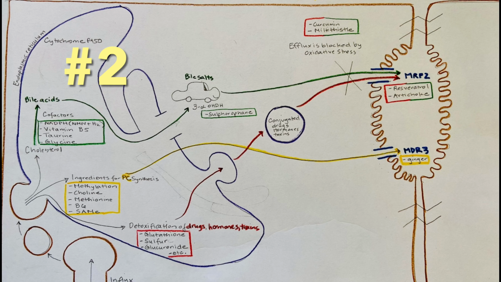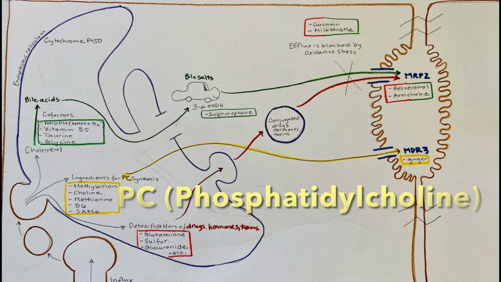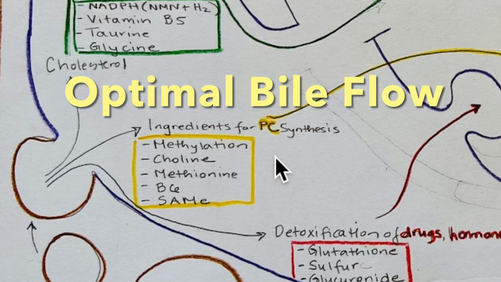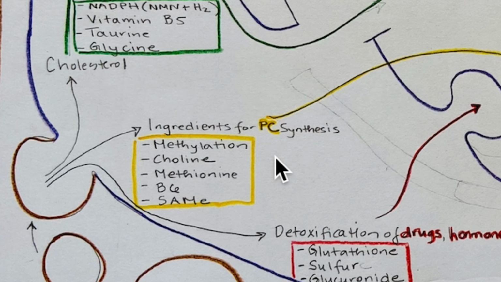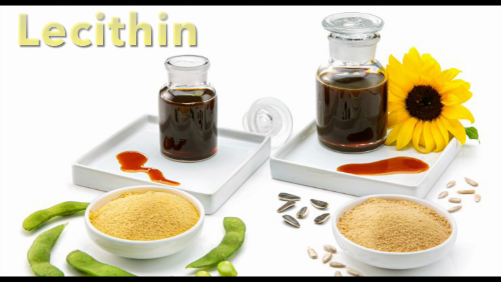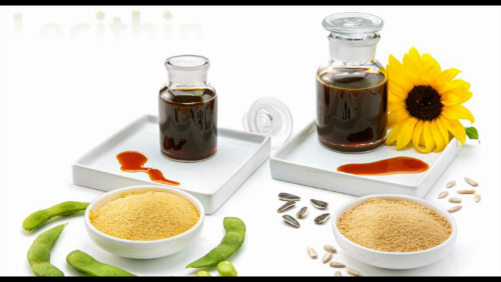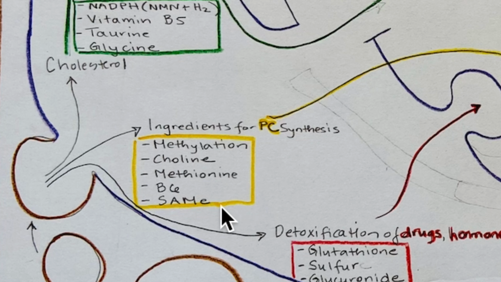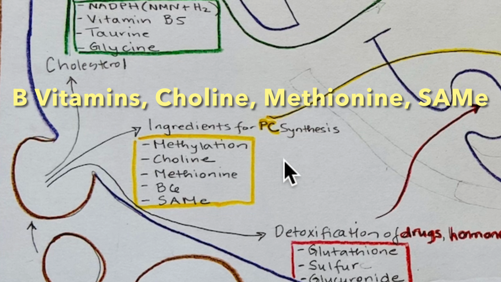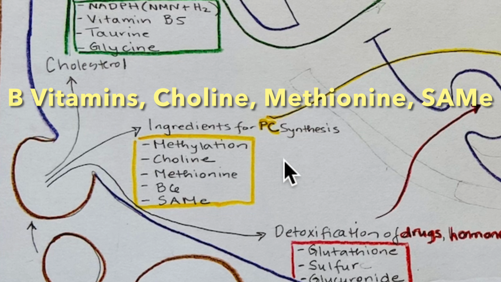The next component of bile is phosphatidylcholine, or PC. PC helps to thin the bile for optimal bile flow. PC can be taken directly in the form of sunflower or non-GMO soy lecithin, but we can also make PC in the body, and this is under the support of the methylation cycle. This is where MTHFR gene mutations would be a consideration, and the use of activated or methylated B vitamins, choline, methionine, or SAMe on a case-by-case basis can be helpful.